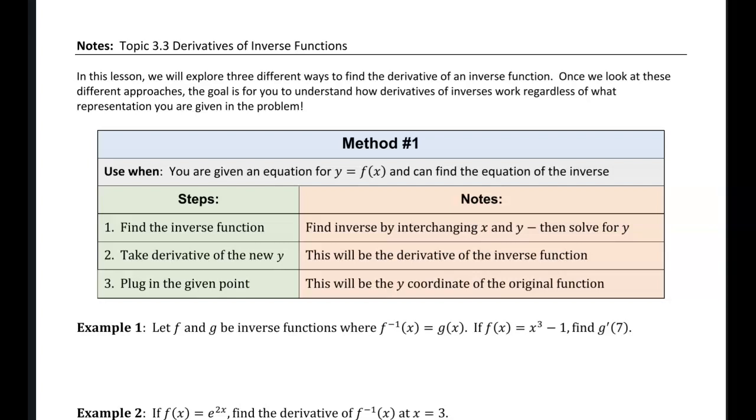So we're going to first find the inverse function, and the steps for doing that are: we replace our f of x with a y, then we switch the x and y. So every x becomes a y and every y becomes an x. So this is x equals y to the third power minus 1. Now we solve it for y by adding 1 to both sides and then taking the cube root.